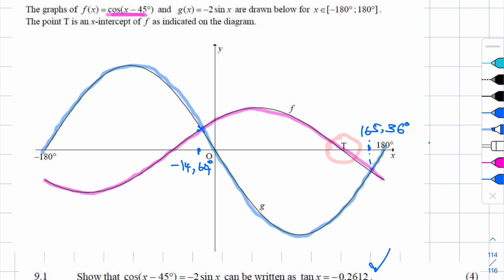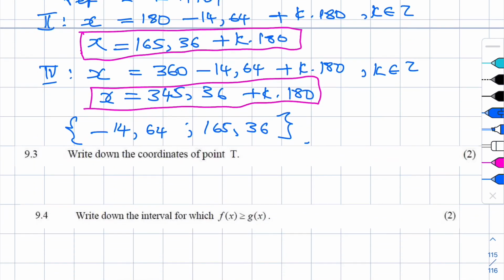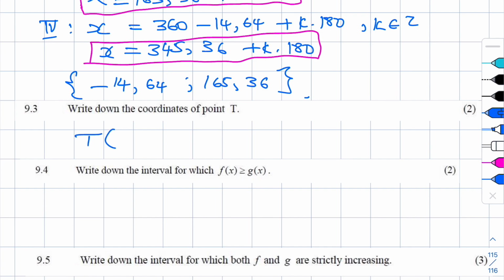So you're going to put your graph of f on the calculator, with a start of negative 180 and an end of 180, and then use a step of 45. You can see that the value of x that will give you y of 0, which is the x-intercept, is 135. So the coordinates of T are (135, 0).